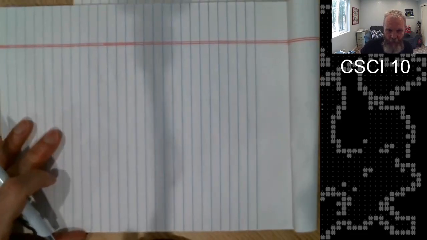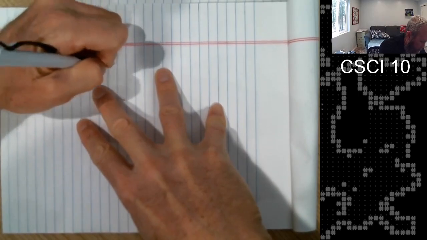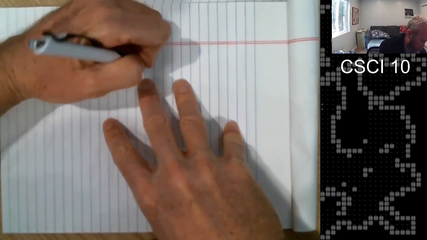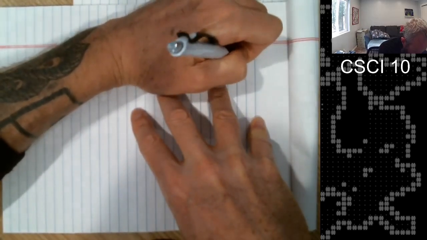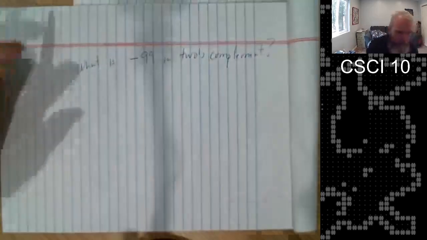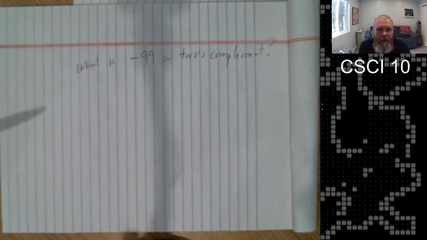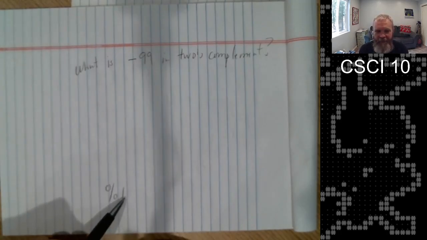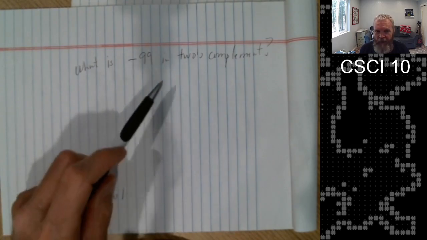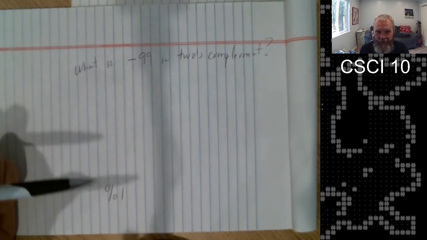So we could ask a question like this. For example, what is -99 in 2's complement? How would you ever in a million years get that? Well, I know one part for free. I know that it's negative, but the rest of it I'm going to have to figure out. So how do we get -99 in 2's complement?